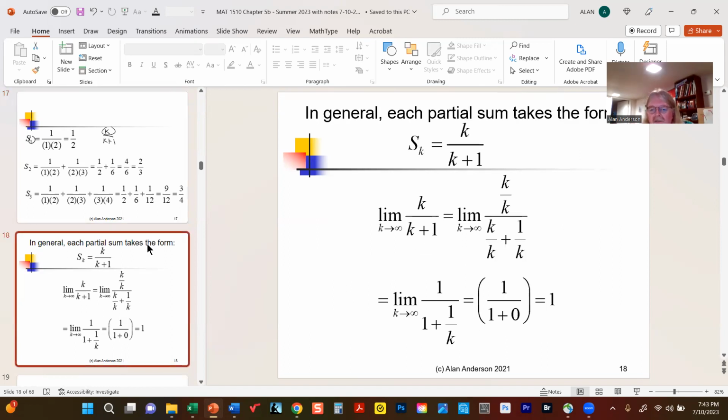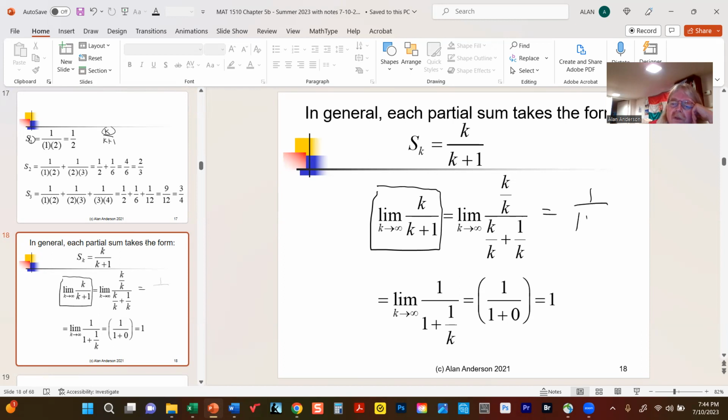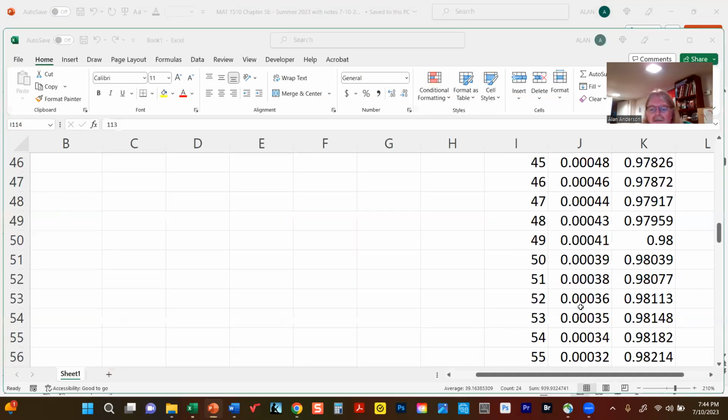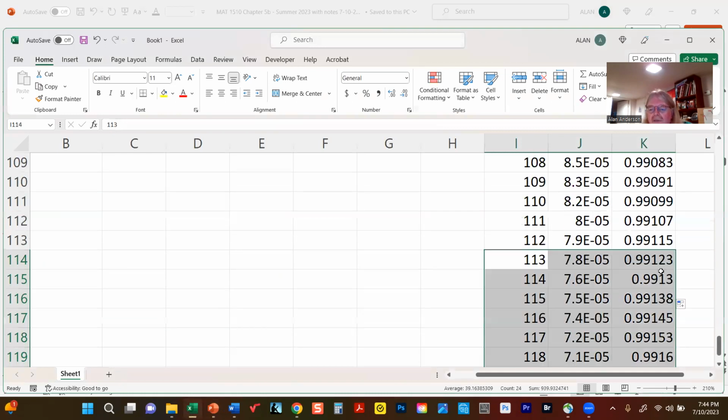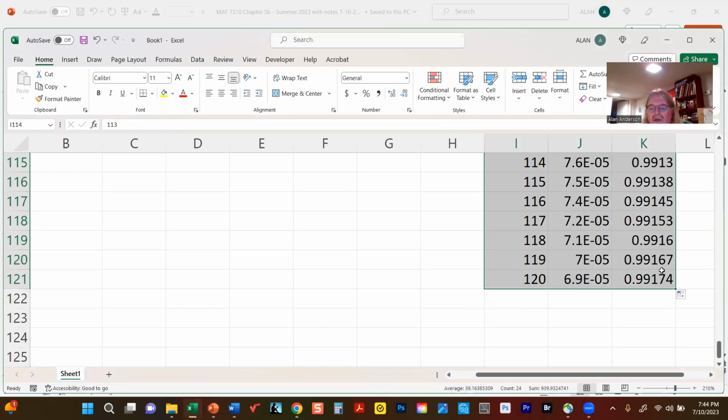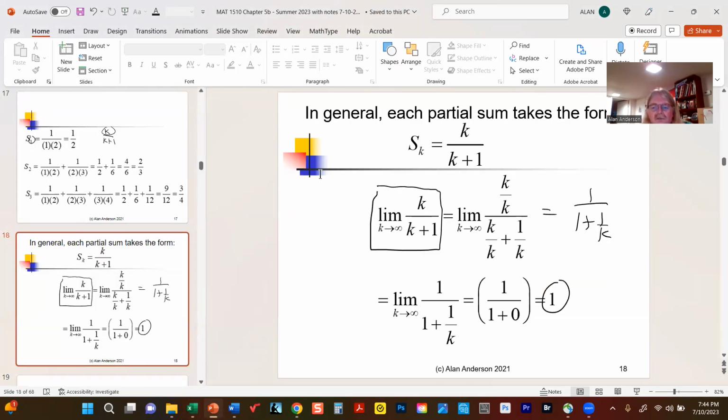So the partial sum has its own formula. And so if we were to take the limit as k goes to infinity, direct substitution would give us infinity over infinity. We don't want that. So our clever strategy is to divide the numerator and the denominator by k. And so we end up with 1 over 1 plus 1 over k. And the limit of that is 1 over 1 plus 0. And we end up with 1. And that's what we would expect based on this result. You can see that the partial sums are getting closer and closer to 1. And so that means that the series converges to 1.